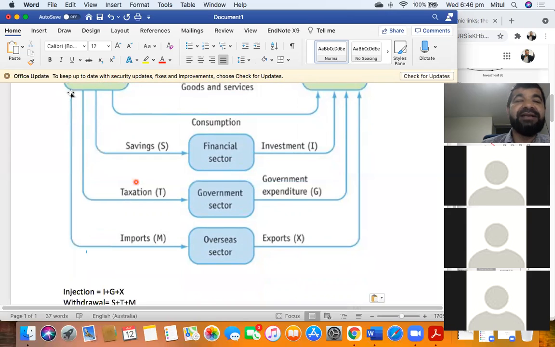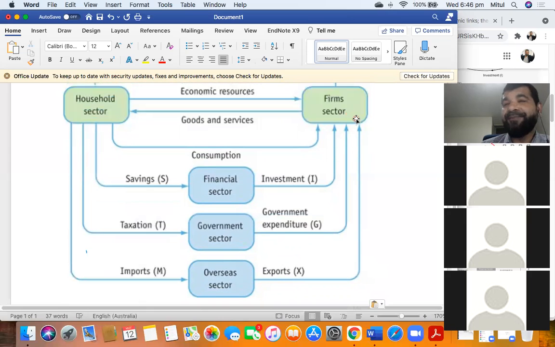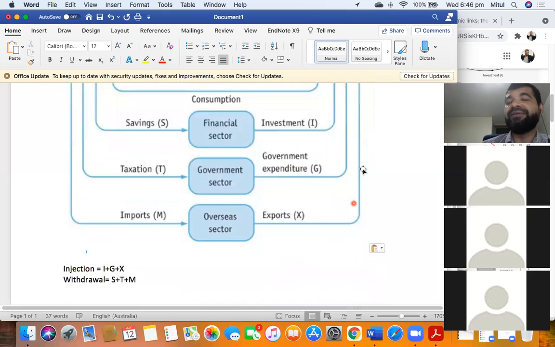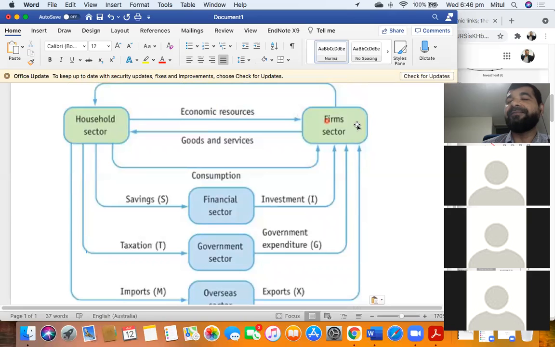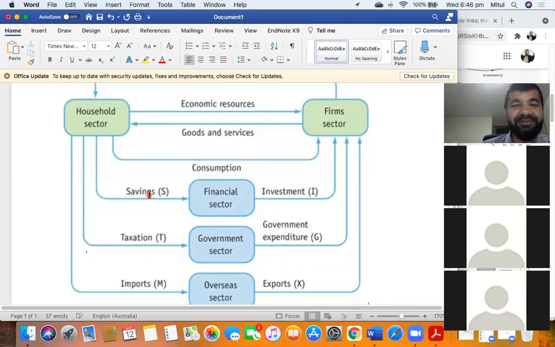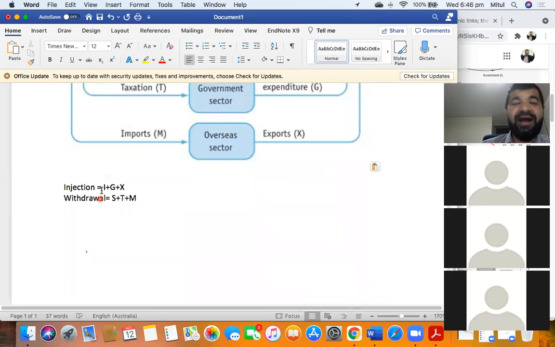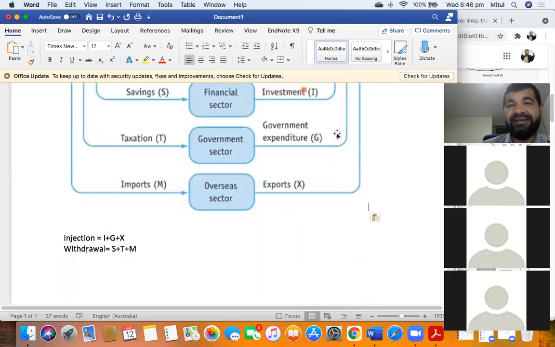Another thing is that citizens are sending money overseas through imports. They import goods, they buy French wine, and the Australian currency is going to France. Again, Australia is going to send some beef to France, and they will bring all the money back as an export. That's why we say injection will be I plus G plus X, look, IGX, and withdrawal will be S, T, M: savings, tax, and imports.